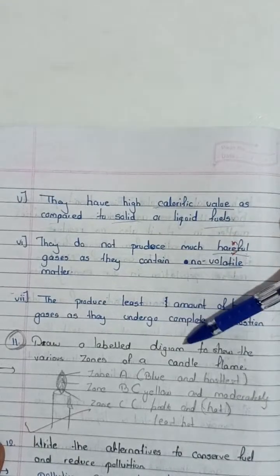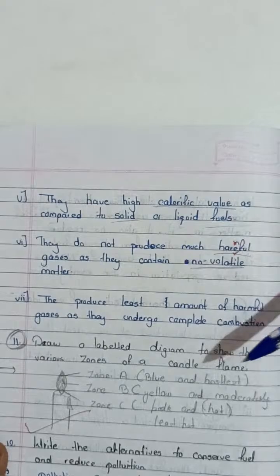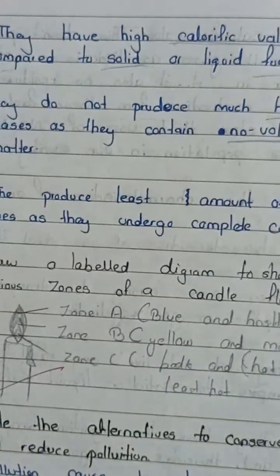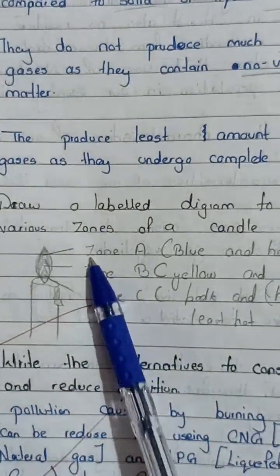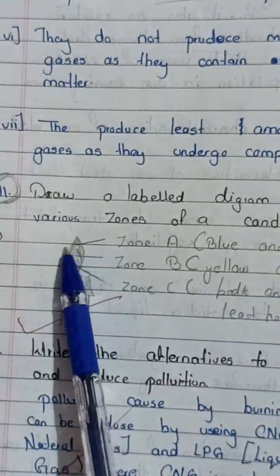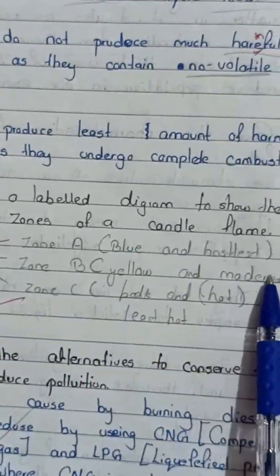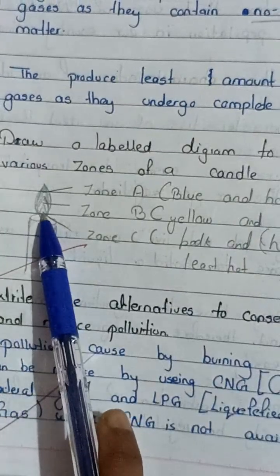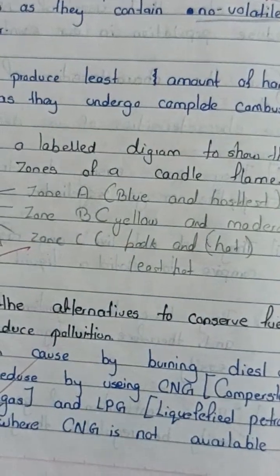Draw and label a diagram to show the various zones of the candle flame. Zone A, blue and hottest. Zone B, yellow and moderately hot. Zone C, black and least hot.